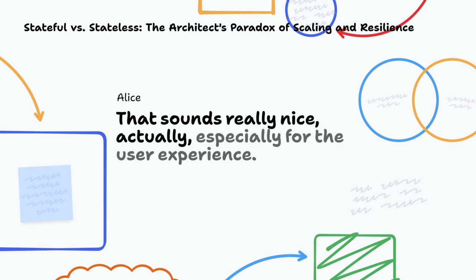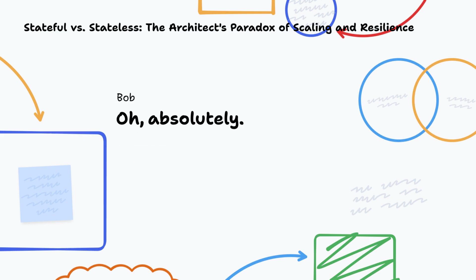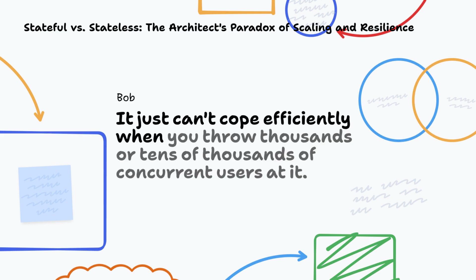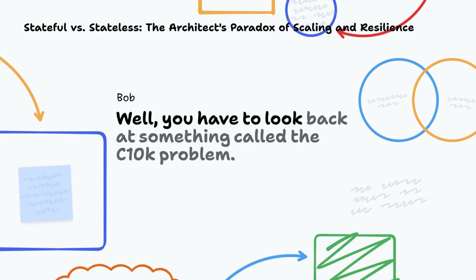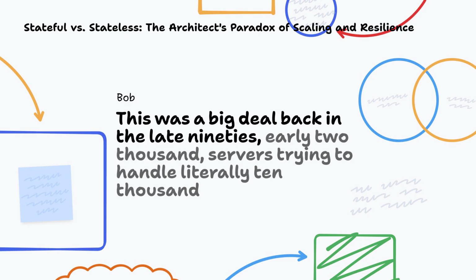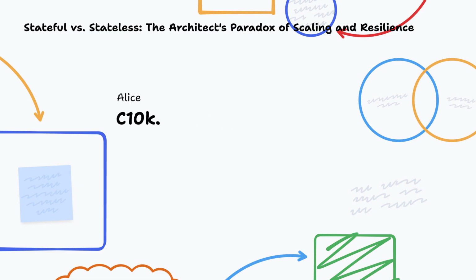That sounds really nice, actually, especially for the user experience. But you mentioned the simple model breaks down, sometimes violently, when you try to scale it up to internet scale. Oh, absolutely. It just can't cope efficiently when you throw thousands or tens of thousands of concurrent users at it. What was the engineering breaking point there? What actually failed? Well, you have to look back at something called the C10K problem. This was a big deal back in the late 90s, early 2000s. Servers trying to handle literally 10,000 simultaneous connections would just fall over. They'd collapse.